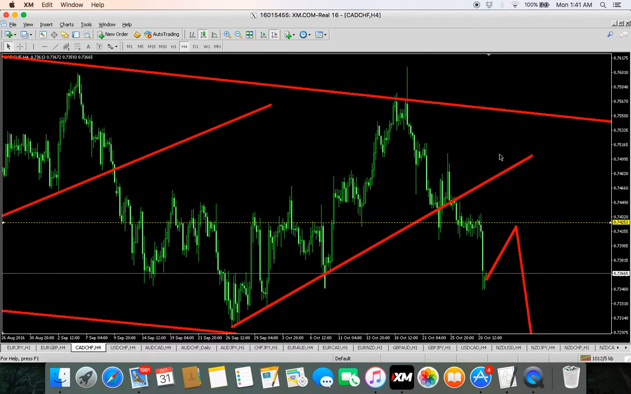But looking at this now, you can see here the market broke this line. The market has been struggling.